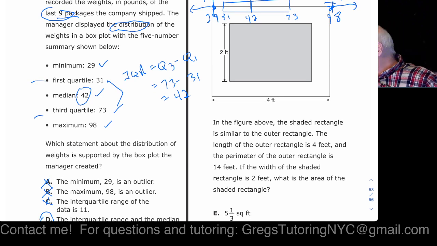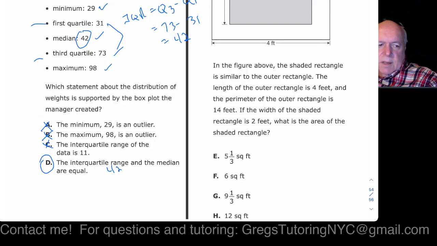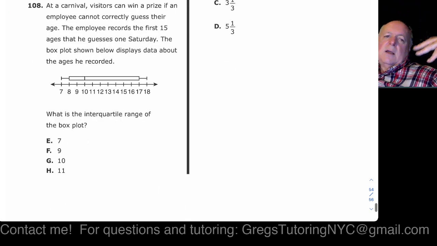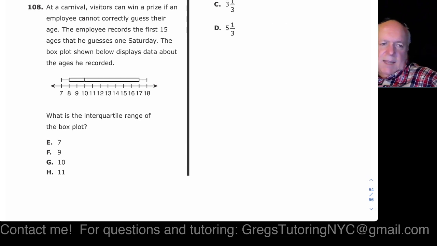I think the next one, which is 108, where do I have 108? Yeah, that one isn't too bad. It's a subtle box plot question, but it's simple. And now with everything we know about the box plots, we should be able to do it. So again, we look at the illustration first. The min is 7, the max is 18, the median is 10, Q1 is 8, and Q3 is 17.